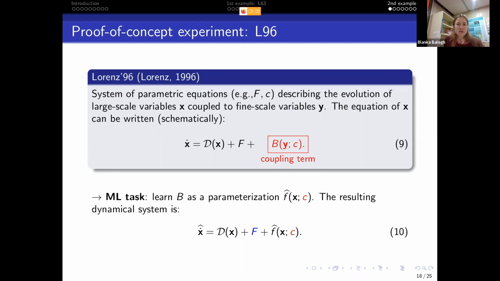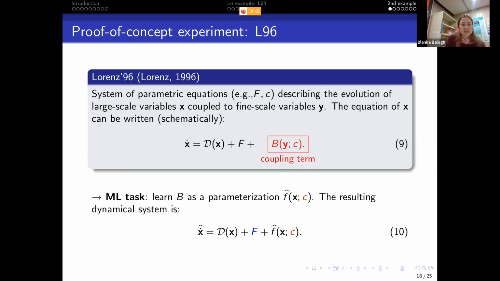And schematically, we can write the equation giving the dynamics of x by equation 9. So the time derivative of x is equal to the dynamics of x, so the evolution of large scale variables, plus a forcing term F, plus a coupling term B, which depends on y, which are the fine scale variables, as well as on C, which is a parameter.